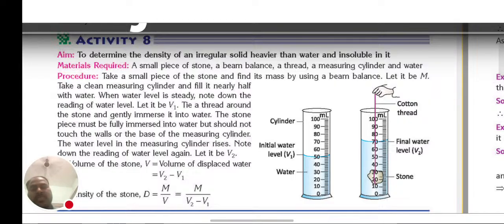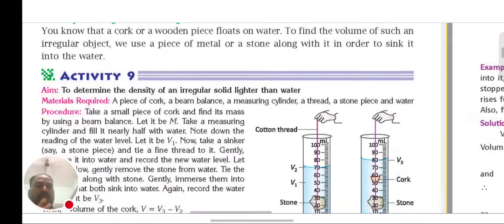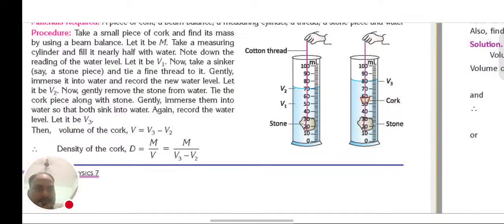To find the density, which formula are we using? We are using mass upon volume. Whatever mass is given for the substance we write there, and whatever volume we get we write down, and we do the calculation. Then we get the density of the irregular solid, yes or not? So you have to read all these activities. Now here we have to find V from V3 minus V2.